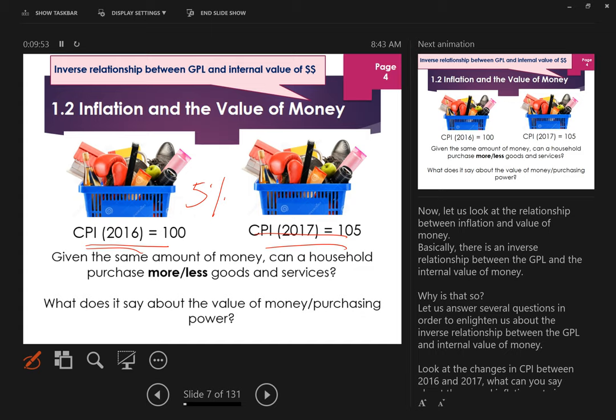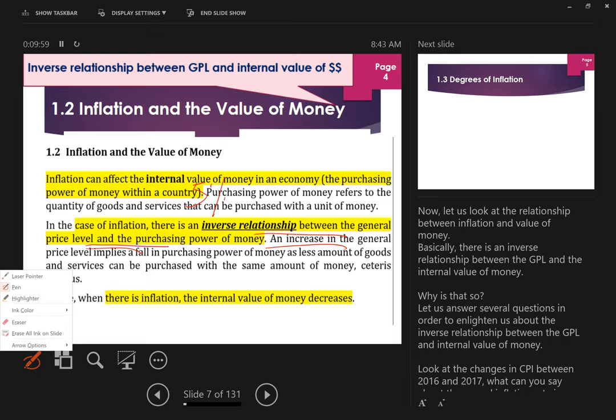That's what is highlighted in this particular section, section 1.2 of the lecture notes. The key ideas are highlighted for you. Like I explained earlier, when there's inflation, general price levels are increasing. With the same amount of money, you are able to buy less than what you could have bought before. So the purchasing power of your money has fallen, and this suggests that the internal value of your money has decreased as well. This is the key idea you need to take note of.